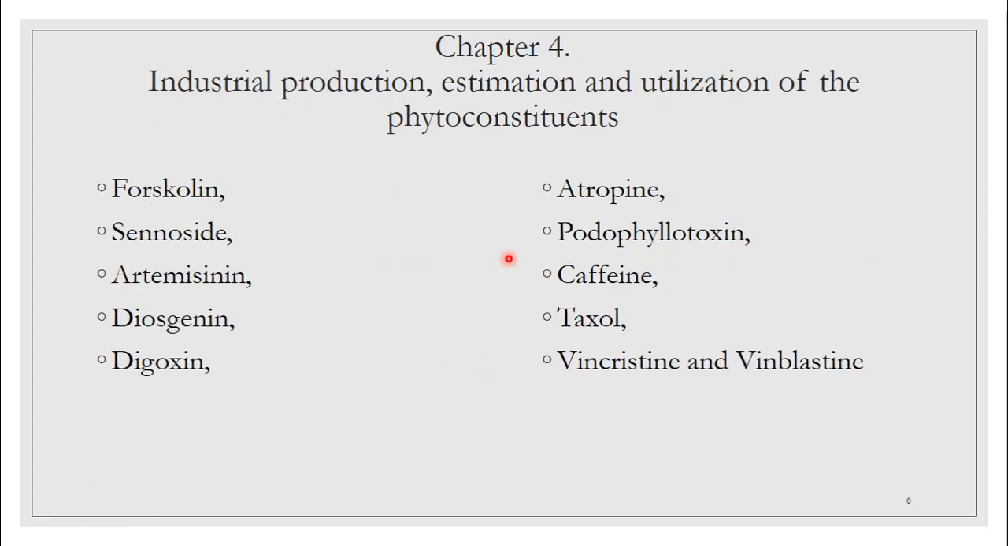Chapter 4 is about the industrial production, estimation and utilization of phytoconstituents, namely choline, sandoside, artemisinin, diosgenin, digoxin, atropine, podophyllotoxin, caffeine, taxol, vincristine and vinblastine. Now starting with industrial production means isolation or separation or extraction of active constituent from drug on a large scale by industry. Simply, production of phytoconstituent on a large scale. As we know, estimation means quantitative characterization of phytoconstituent by means of various sophisticated methods.